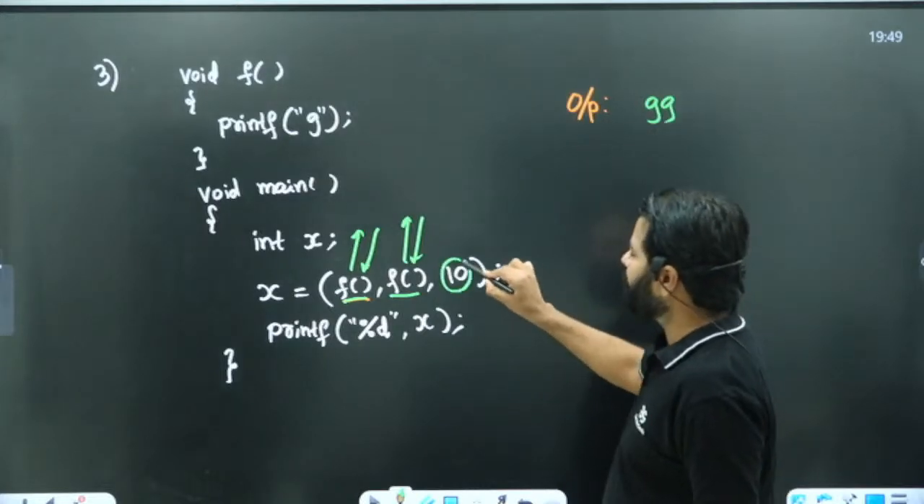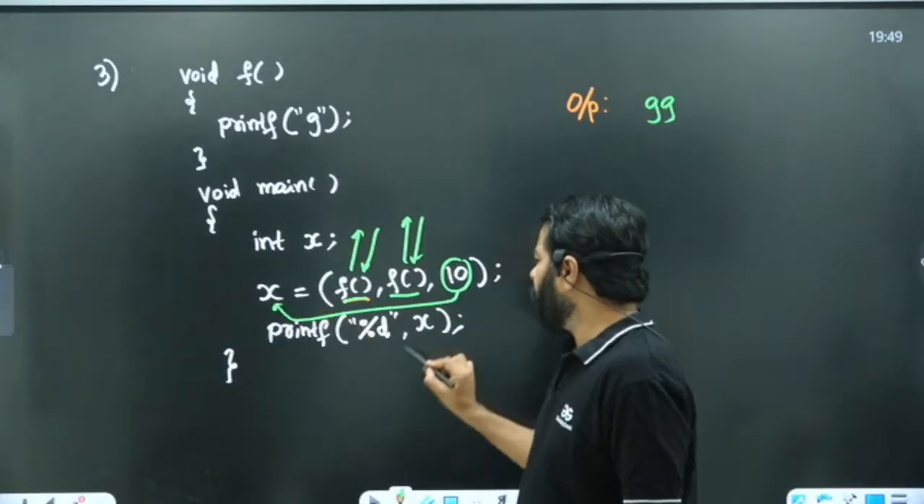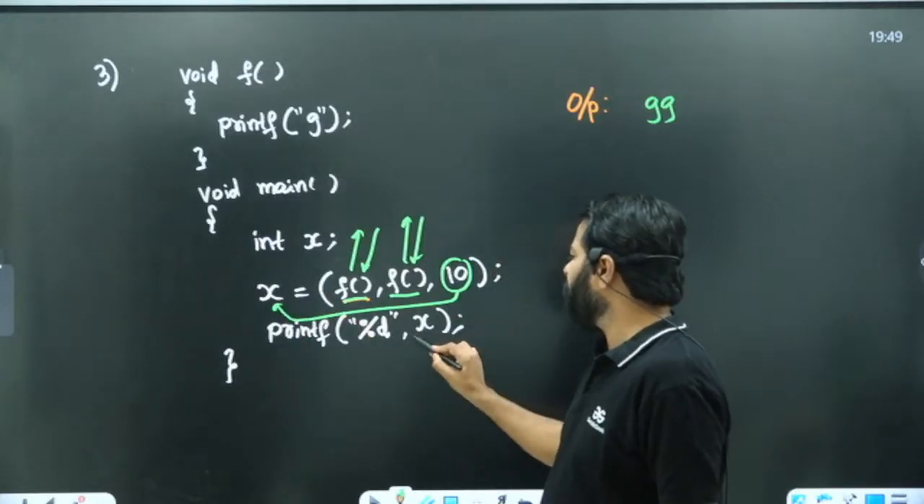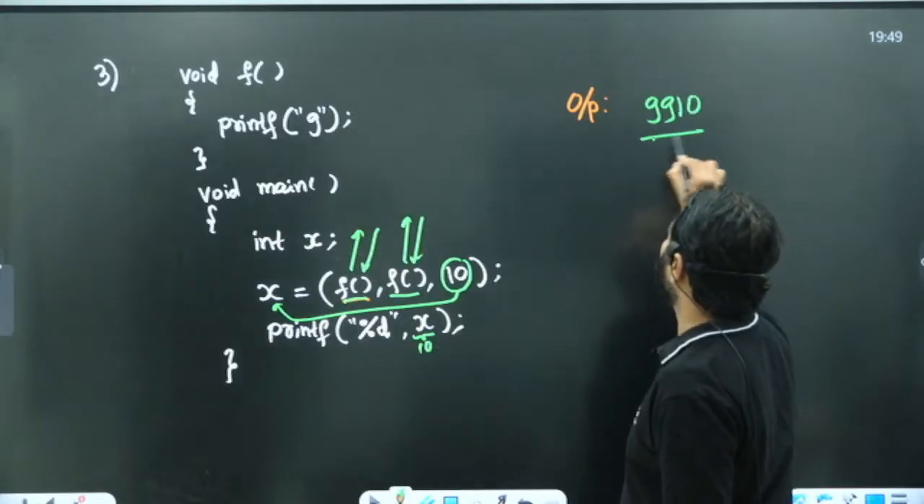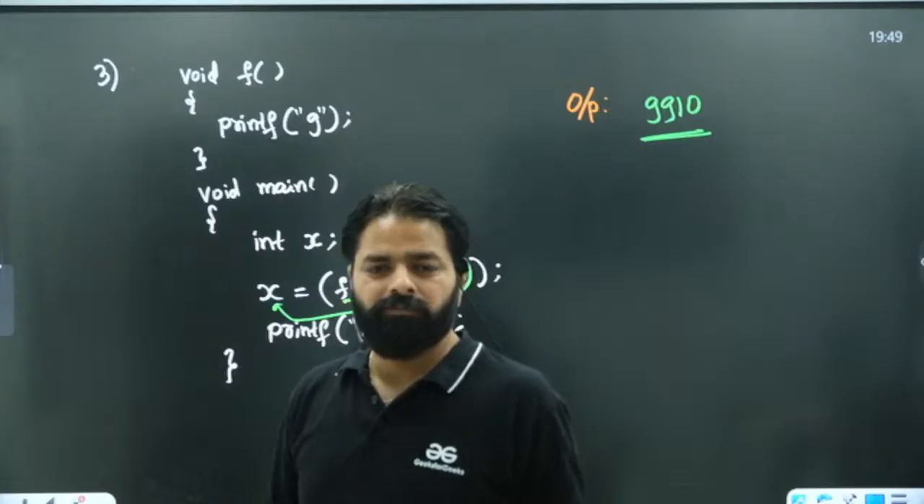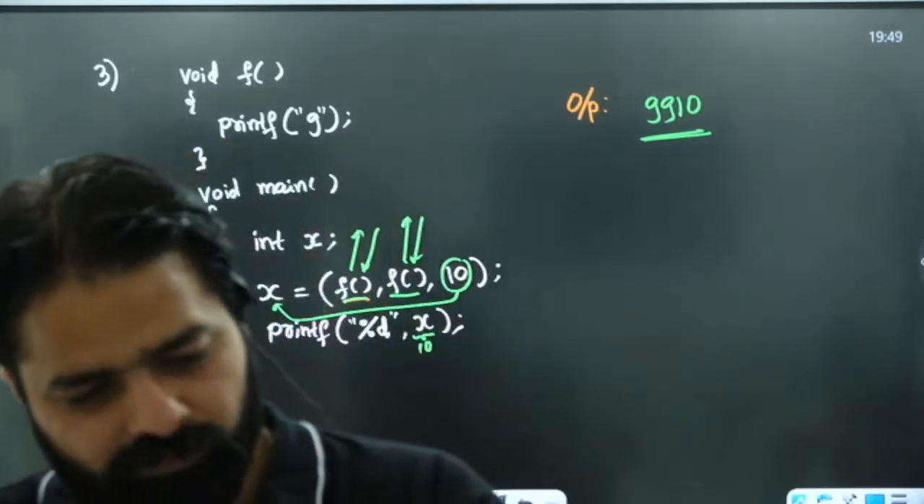This 10 is assigned to X. Correct? This 10 is assigned to X. When you print X, what does it print? It prints 10. So that's the output. Not just 10, it is the full output.